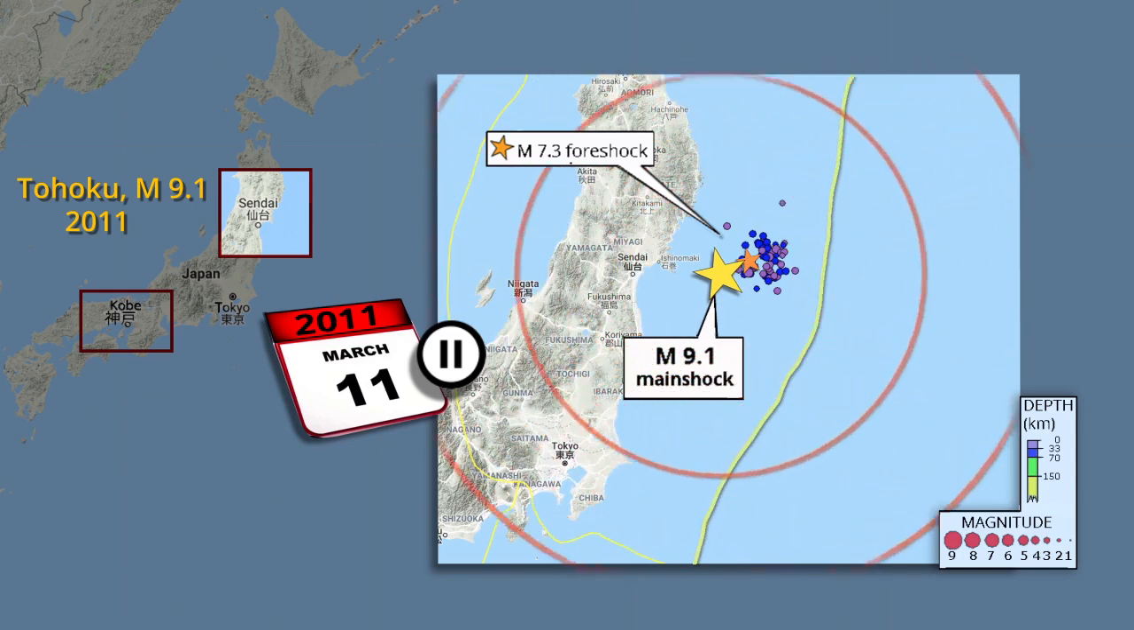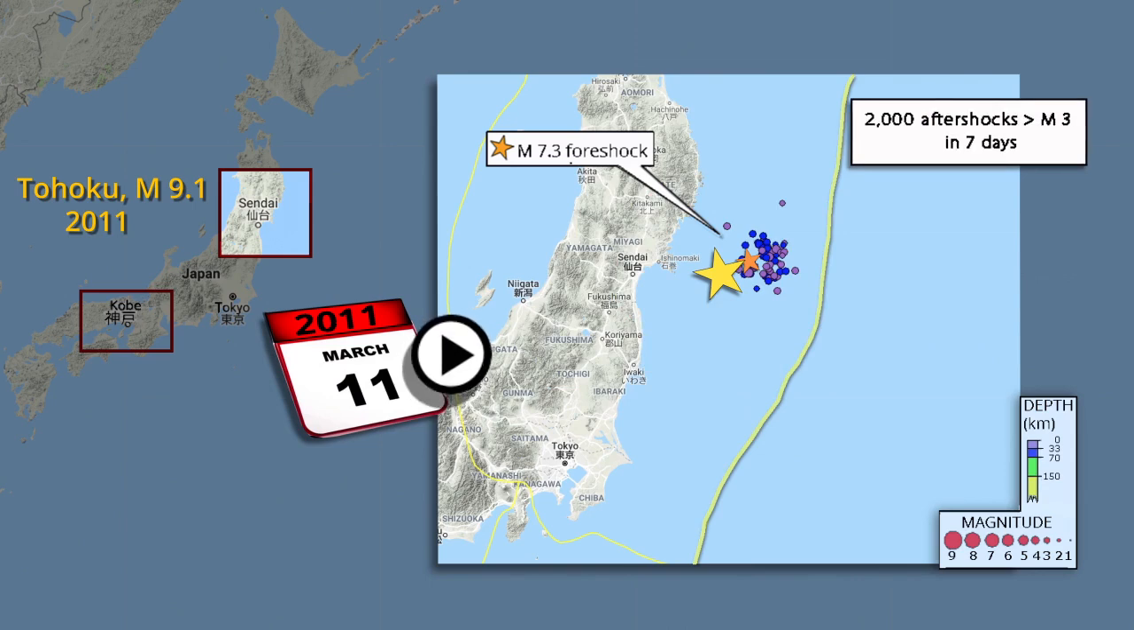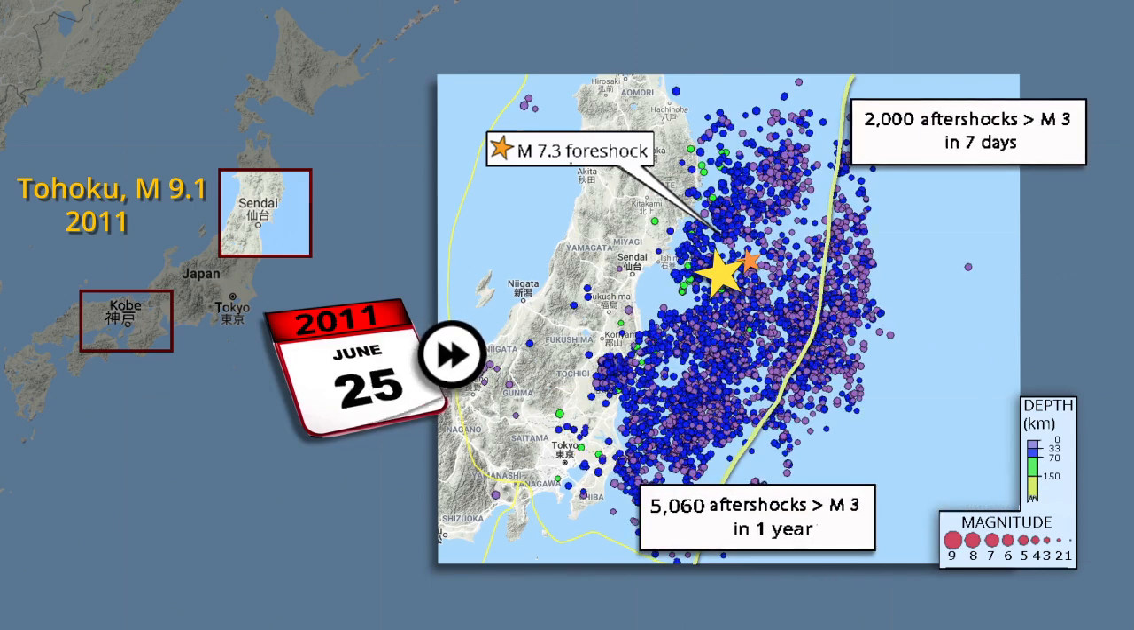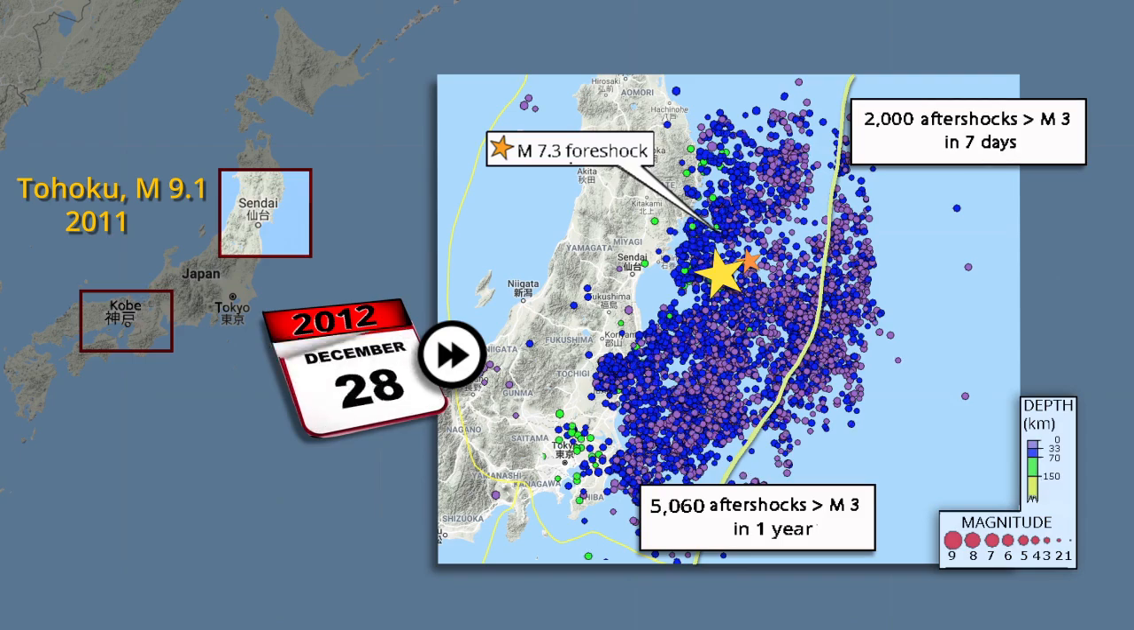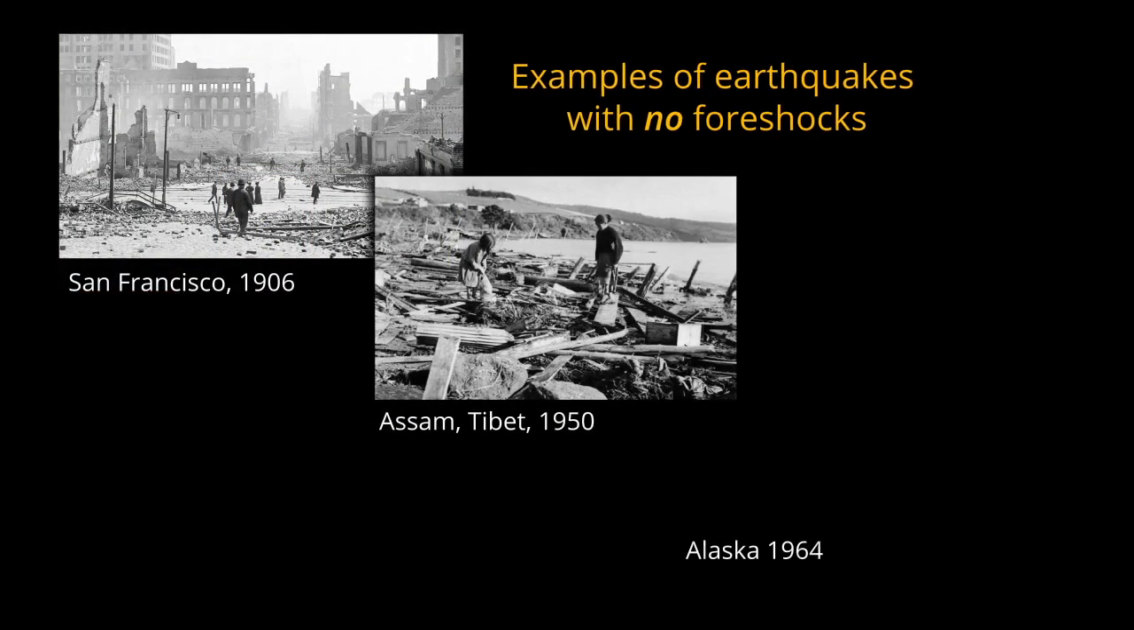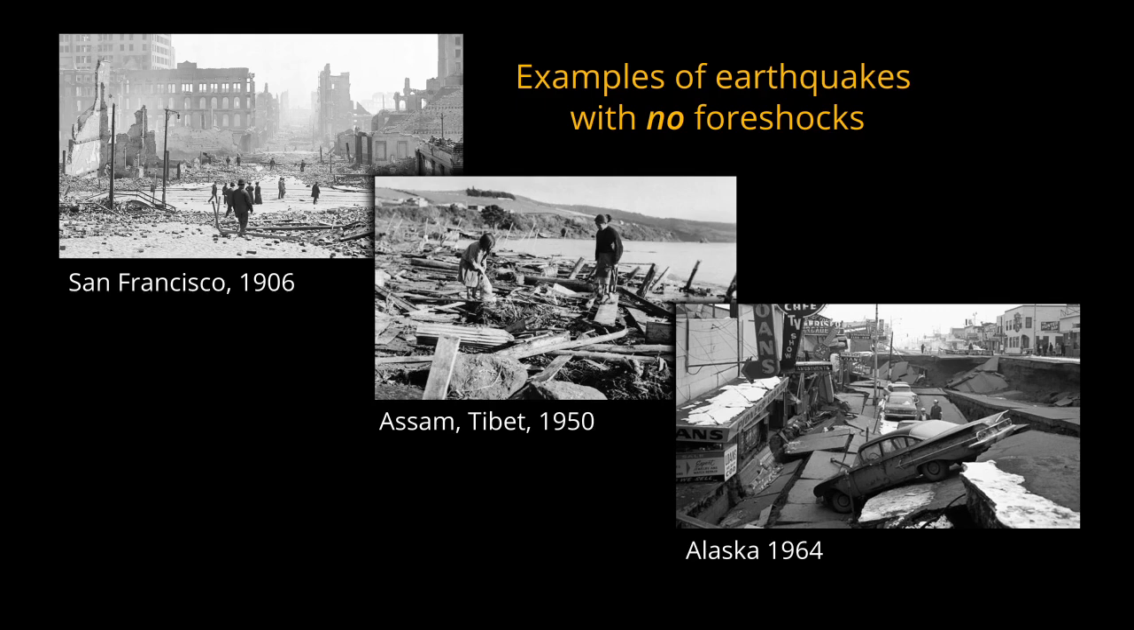With rare exceptions, all magnitude 7 to magnitude 9 earthquakes have a collection of smaller magnitude aftershocks that can occur for weeks, years, or even centuries after the main shock. On the other hand, many major and great earthquakes do not have a foreshock preceding the main shock.